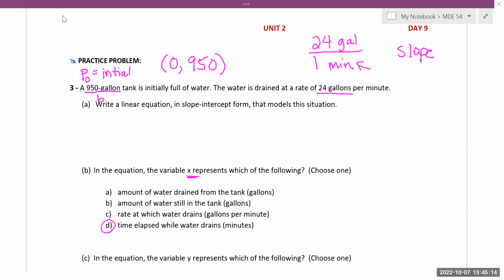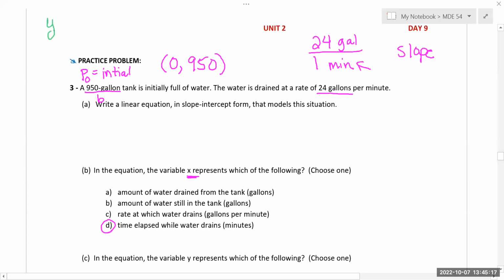Going back up to A, it says let's write a linear equation. So y equals mx plus b. Y equals, I need an m and I need a b. m is 24. But let's think of what's happening. It's drained, which means that it should be negative because it's decreasing. If I'm draining water, I'm losing it. And then I add the 950. So after a minute, I have 24 less gallons. After 2 minutes, I have 48 less gallons, as a way to think about it.